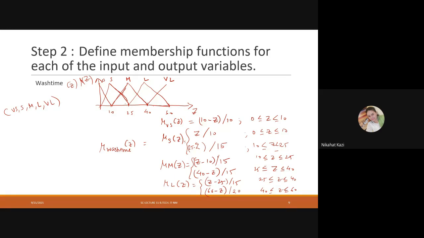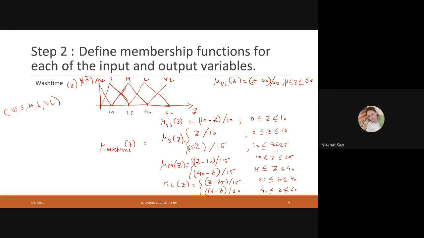Is this correct? Please verify it. I might make a mistake. So for very long, the last function is an increasing function, z minus 40 divided by 20, right? So the value of z is between 40 to 60. Okay. So these are the functions for input and output. We have written the equations. This completes the second step.